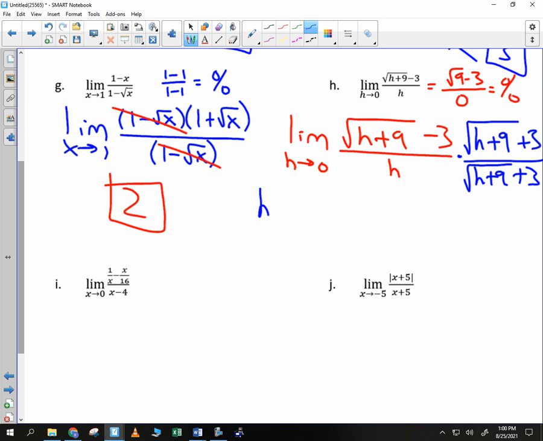Let's see how this works out. I know it looks ugly, but it's really not too bad at all. Limit as h goes to 0 of. When you multiply these two, what happens? The square roots go away, leaving you with h plus 9.